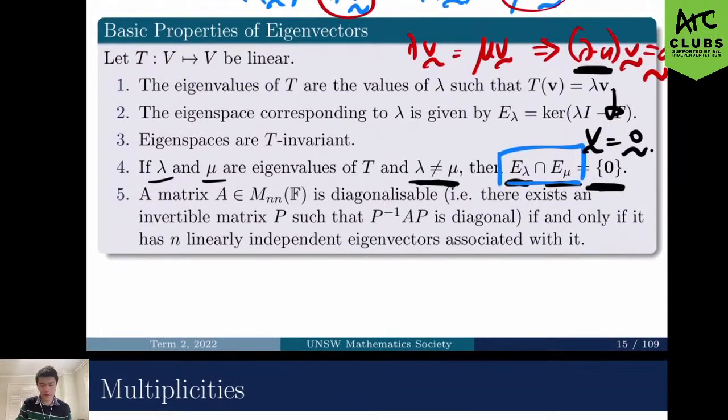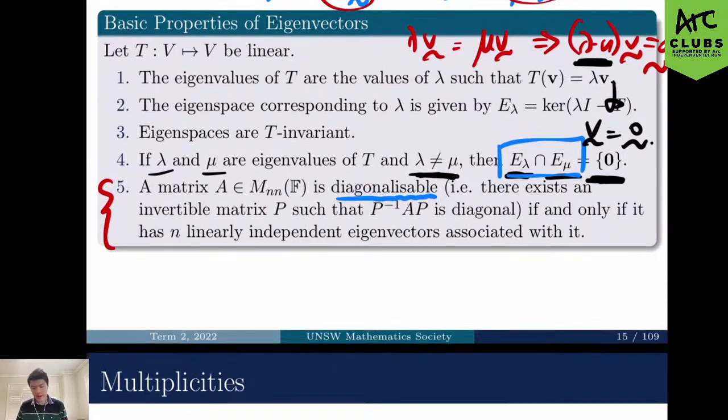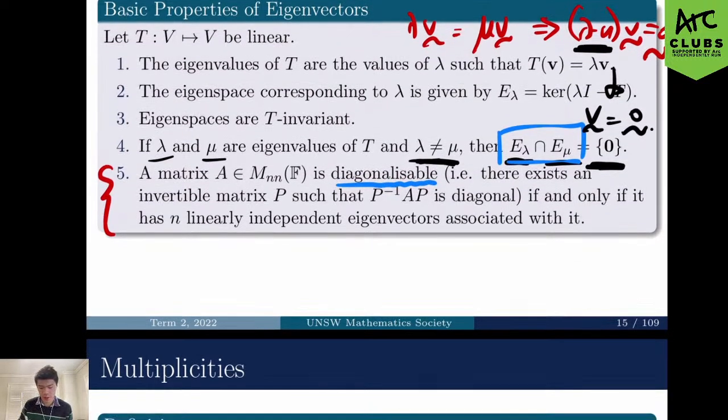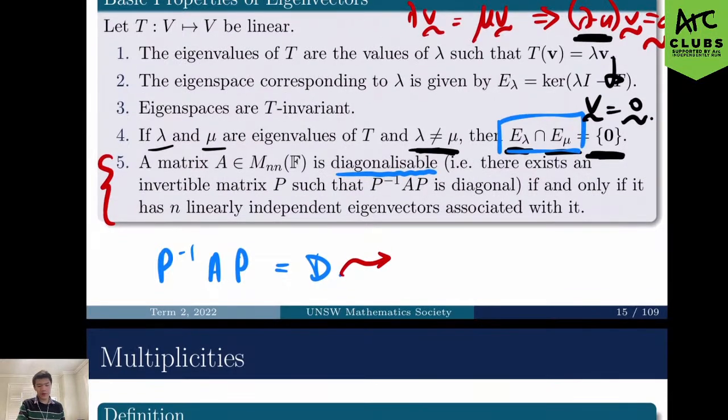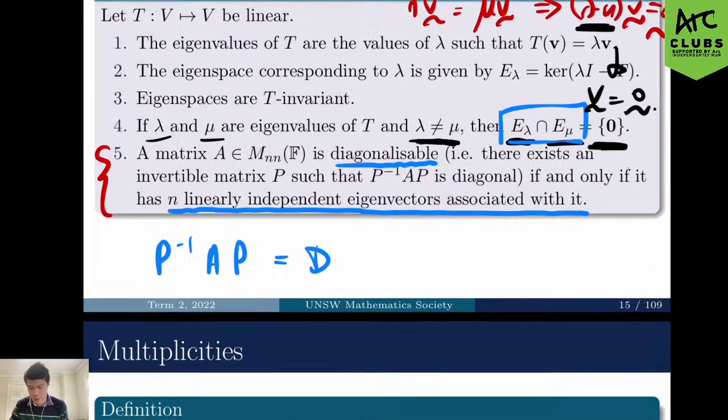And last of all, this is from first year. A matrix A is called diagonalizable. And basically what that means is there exists an invertible matrix P such that we can express P inverse AP equals D for D a diagonal matrix. And if you recall from first year, this is only possible if there are n linearly independent eigenvectors associated with it. And why is this? Let's just draw this out. We'll go through the algorithm for diagonalization later, but we'll just go through it really briefly, and there'll be an example of this later.